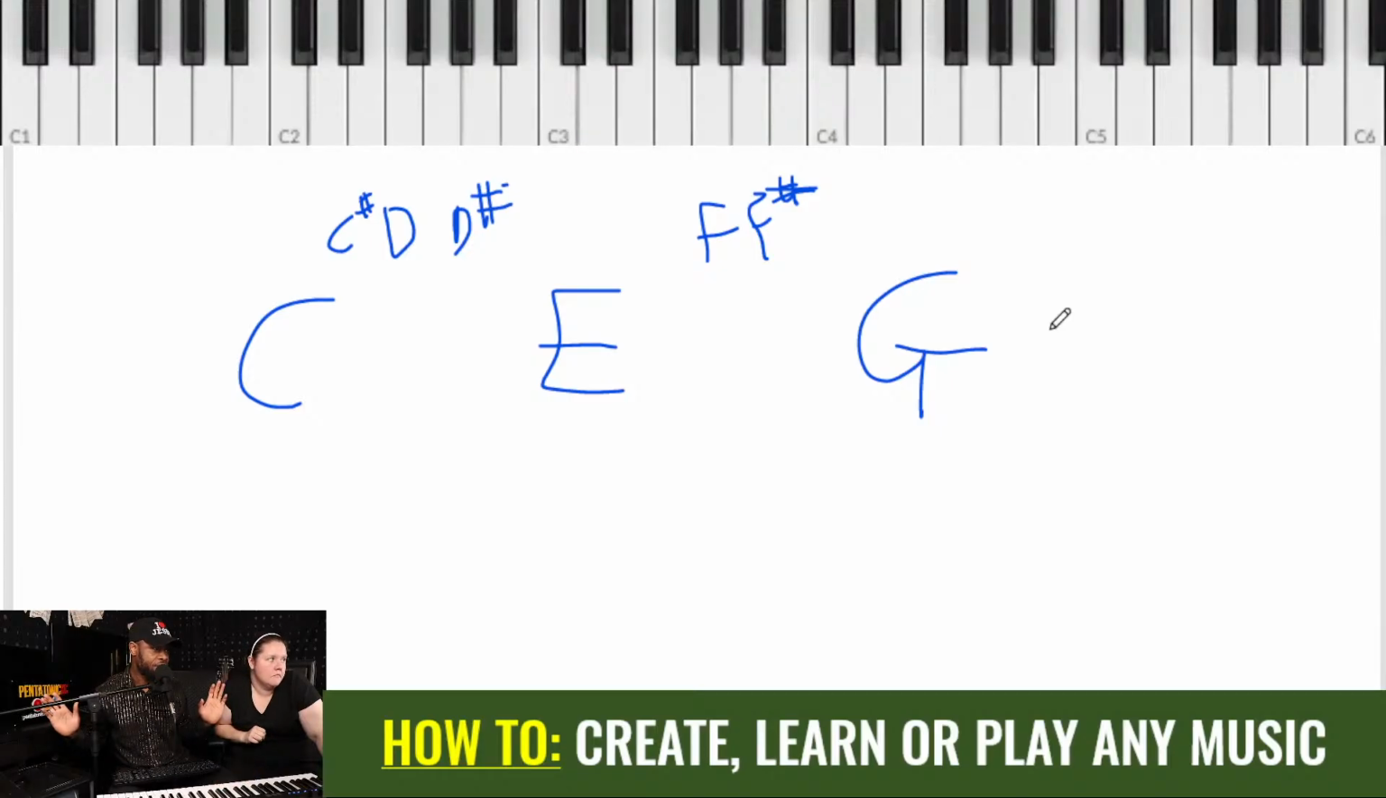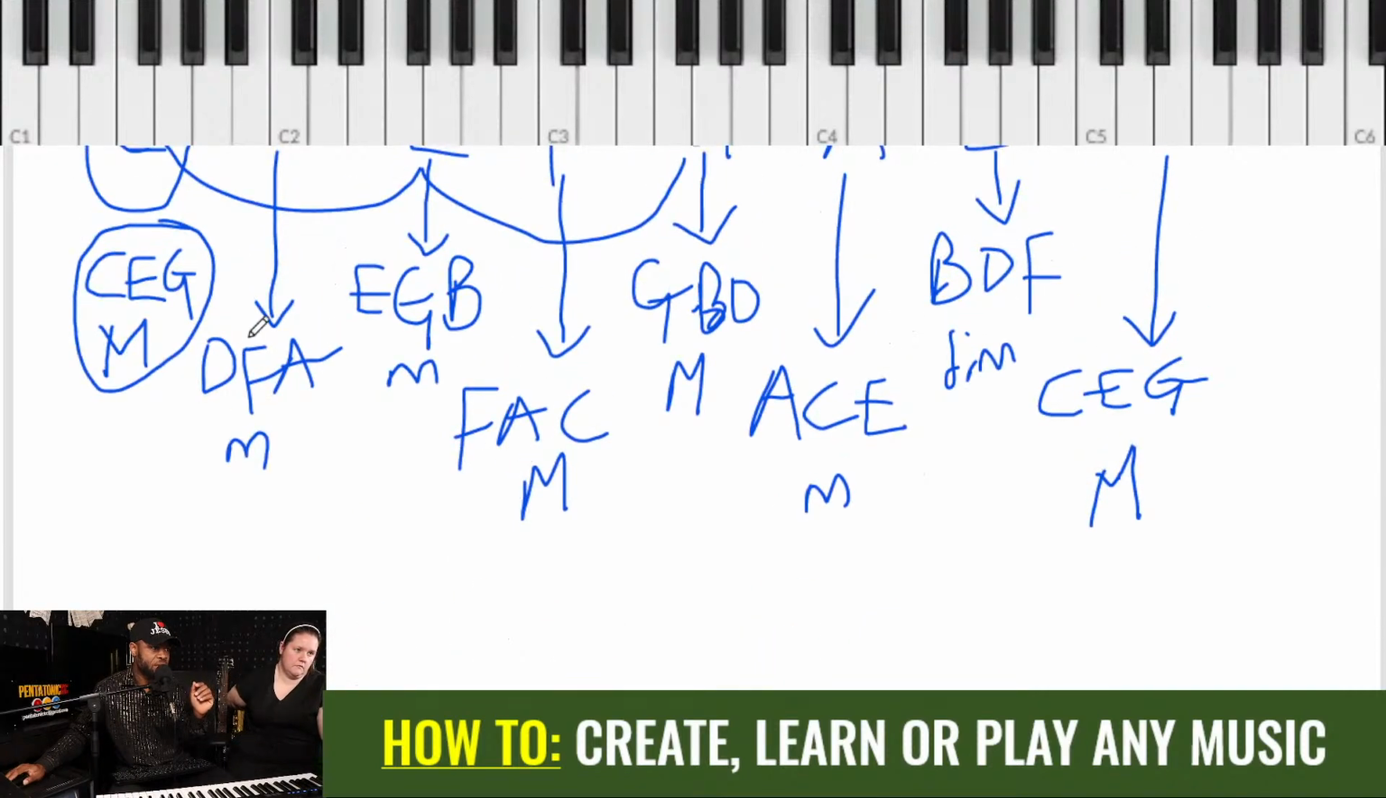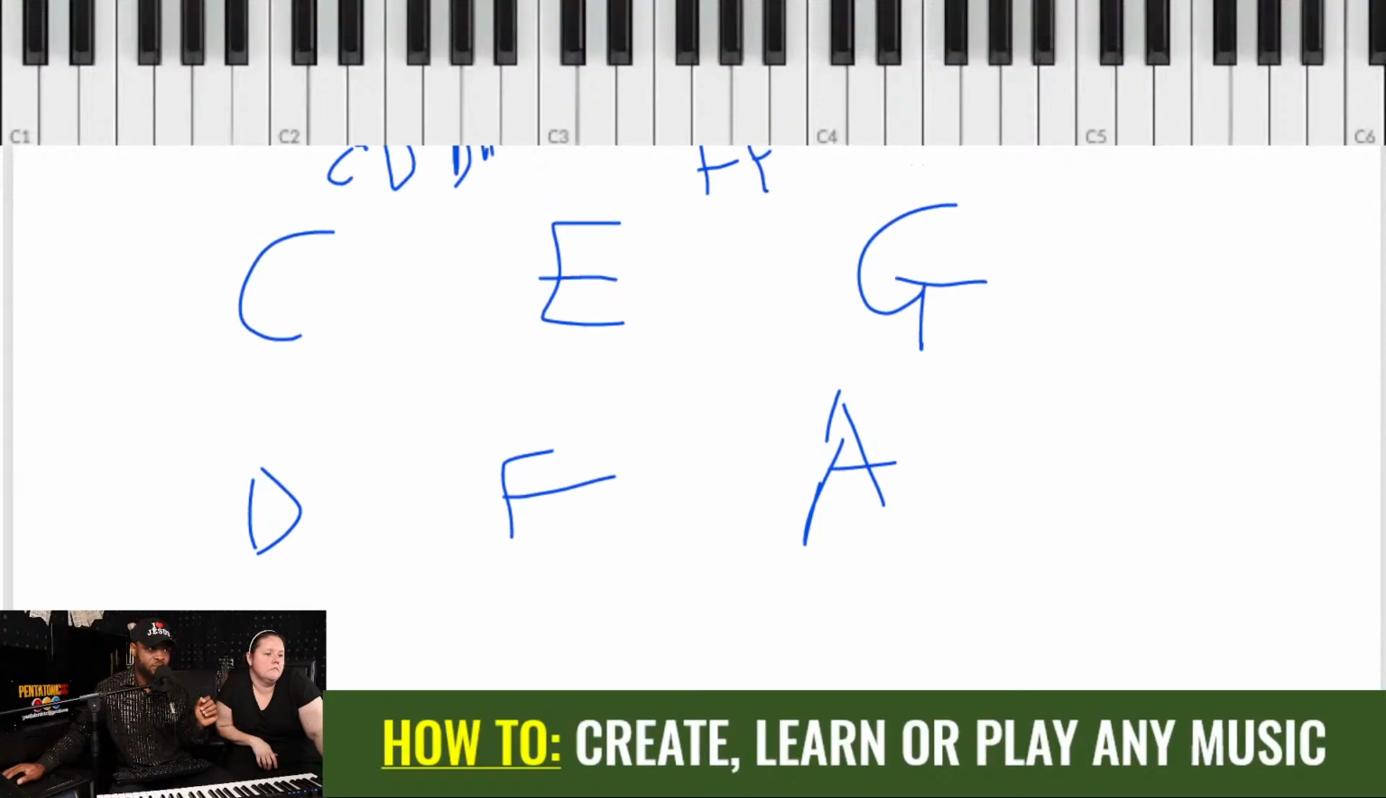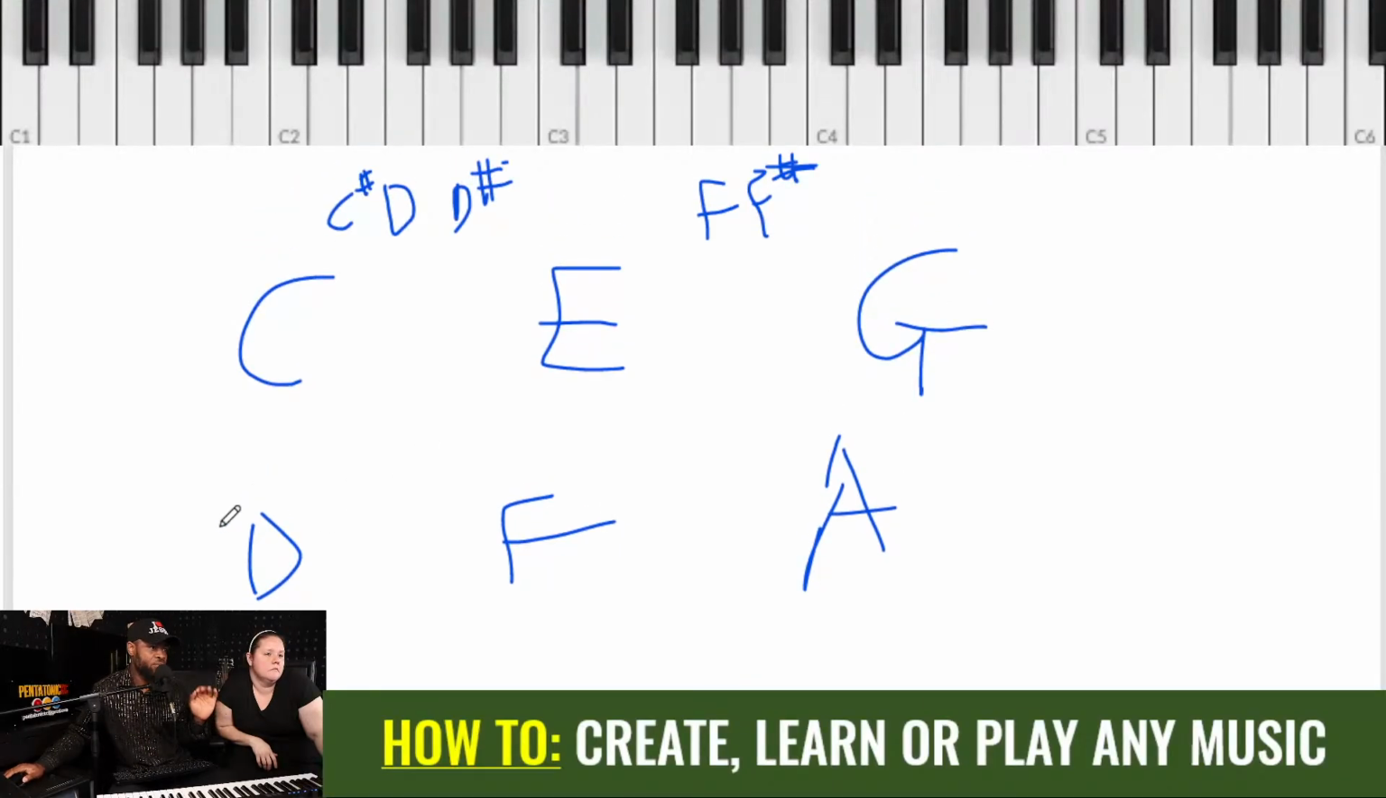Now, remember I said this is for a baby. So if you don't know how to build a major chord, that is what makes the difference between a major chord. So now, let's look at a minor chord. A minor chord, let's use DFA for example. So we have D, F, and A. We have to determine how many notes are in between these notes. So this is D, this is F, this is A. How many notes are in between the first two?